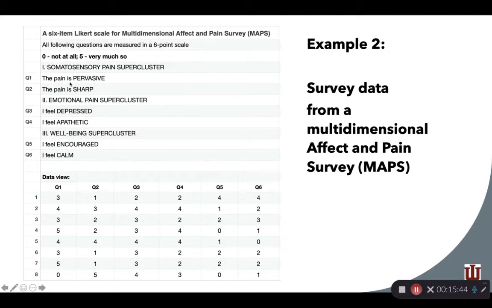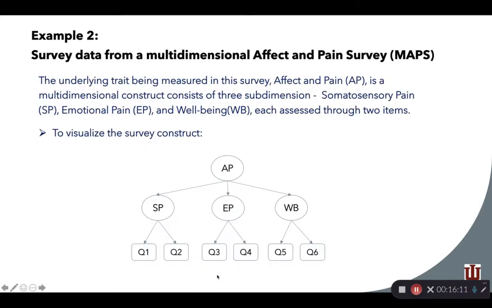And within each of the subdimensions, we have 2 questions. All the questions are measured on a 6-point Likert scale from 0 to 5, measuring the level of pain, the level of feeling, and the level of well-being feeling. And these are the data. Again, we have, for example, 8 participants responding to all 6 questions.